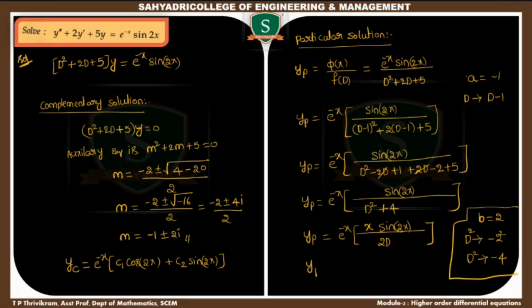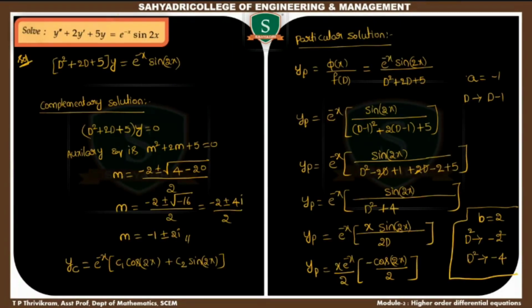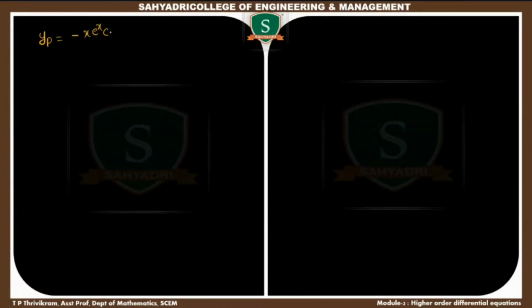Okay, so finally yp will be how much? You can write x e power minus x outside, divided by 2 is also there, you can write it outside. Integration of sine 2x is minus cos 2x by 2. Since it is integration, integration of sine is negative cos. Therefore, yp is equal to minus x e power minus x cos 2x divided by 4 we will get.